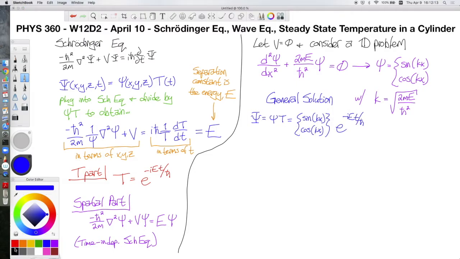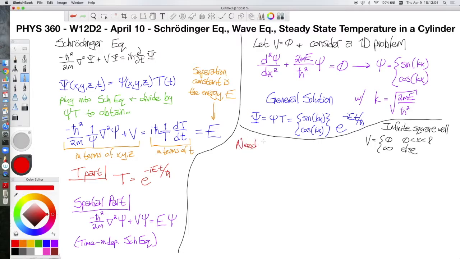We are going to apply this general solution to a specific problem, that is the infinite square well, where V equals 0 in some region along the x-axis, and V is infinity everywhere else. Because V is infinite at x equals 0 and x equals L, that means that our wave function must be 0 at these points. And similar to before, this means we are going to end up discarding our cosine solution, and we will need a k value of n pi over L.